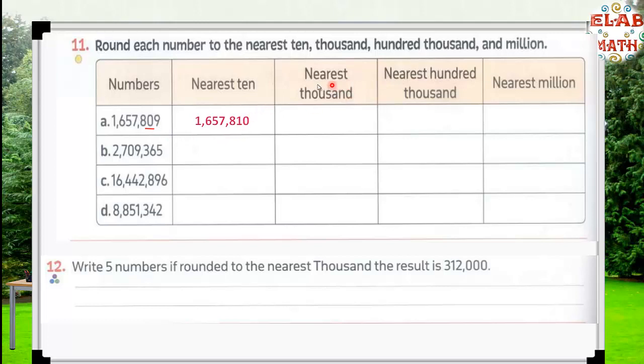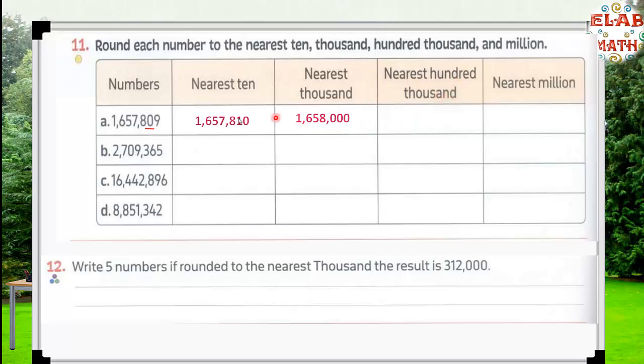And next point, nearest 1,000. Where is the thousands place? In the thousands place we have 7. And here we have 8. Is 8 less than 5 or more than 5? More than 5. That means you should write 8 instead of this 7, like this, and all digits on the right side are zeros.